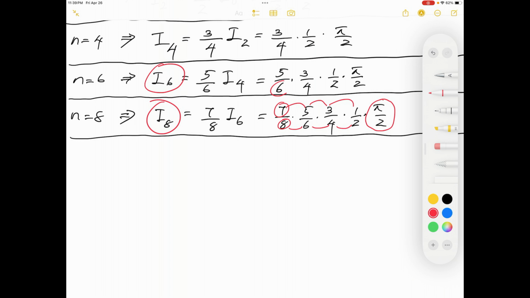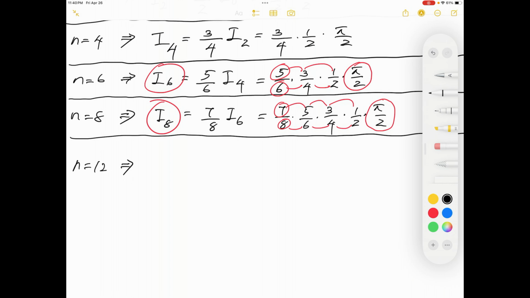Even if you look at the previous one, that's also the same. We have I sub 6, and that 6 went to the denominator. 6 minus 1, 5, can be found on the numerator. If you look at the numerator, 5 minus 2 is a 3, 3 minus 2 is a 1. If you look at the denominator, 6 minus 2 is a 4, 4 minus 2 is a 2. And finally, we have times pi over 2. Alright, now life is easy.